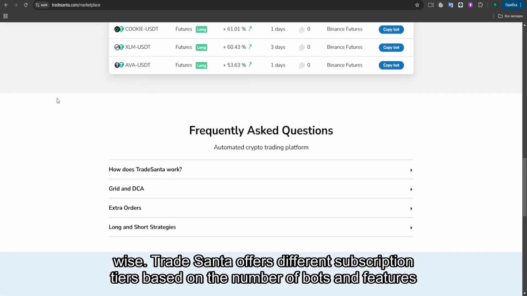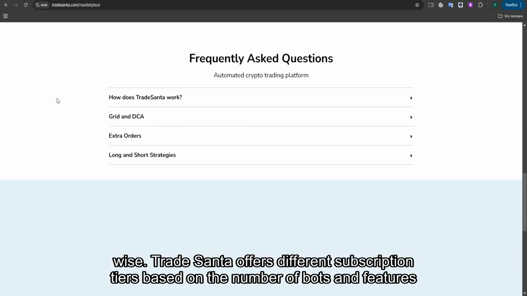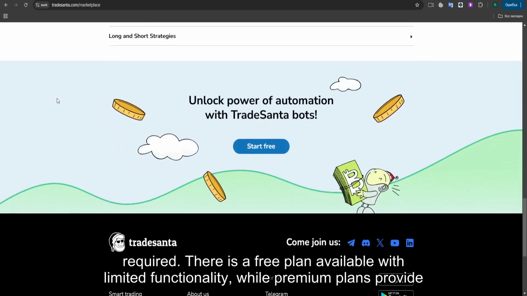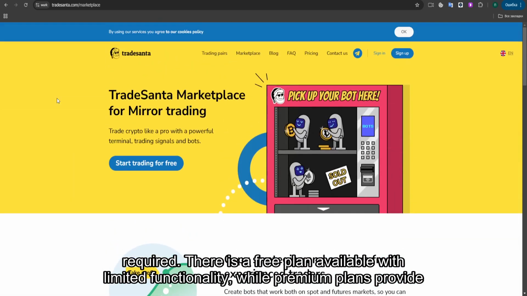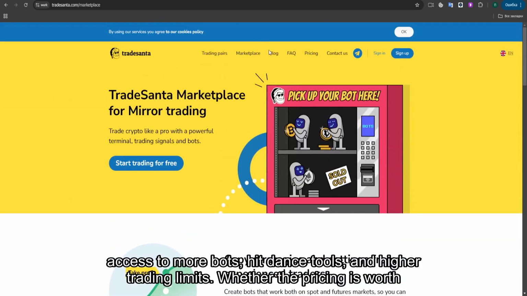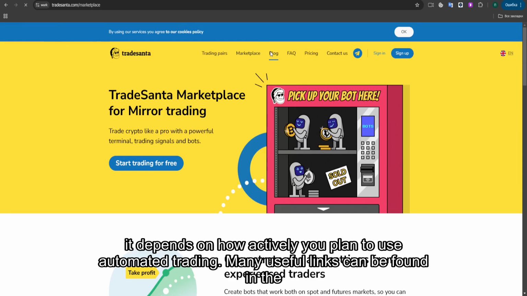Pricing-wise, TradeSanta offers different subscription tiers based on the number of bots and features required. There is a free plan available with limited functionality, while premium plans provide access to more bots, advanced tools, and higher trading limits. Whether the pricing is worth it depends on how actively you plan to use automated trading.